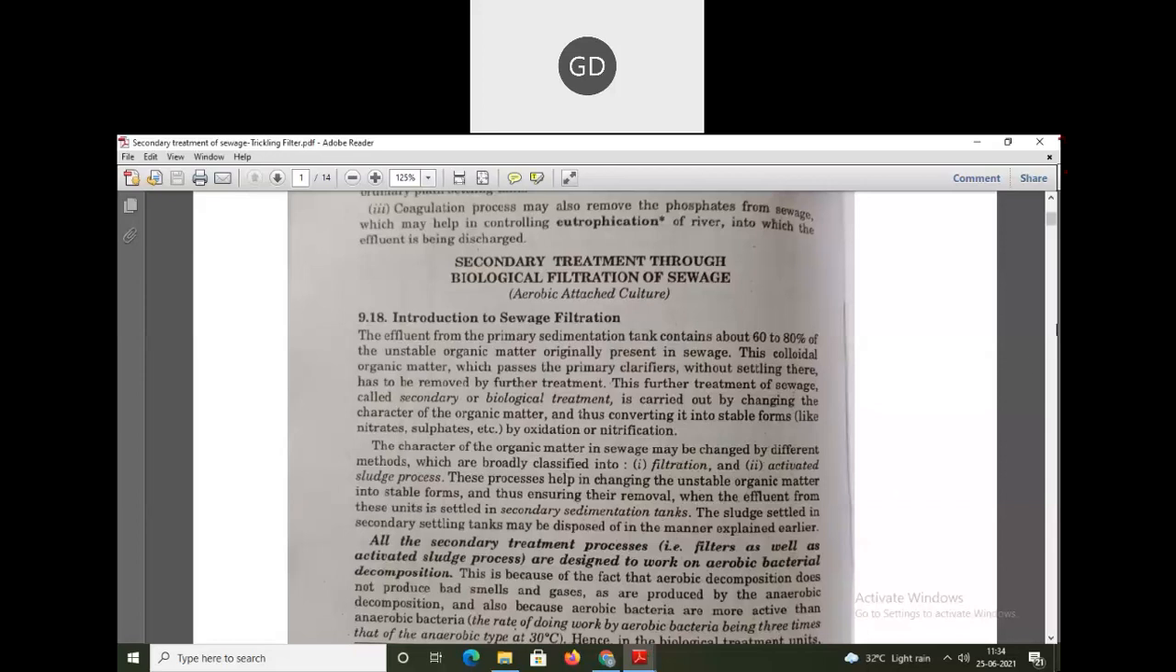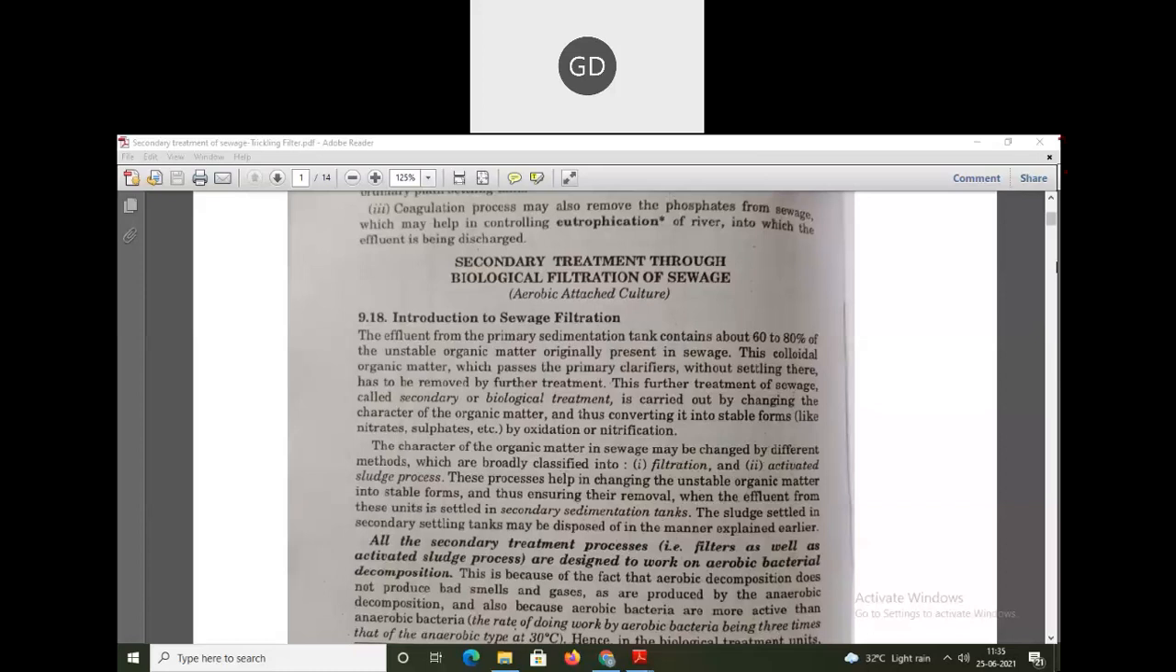So this is secondary treatment through biological filtration of sewage. After your sedimentation process, we will be going to the secondary treatment, that is, the biological filtration of sewage.